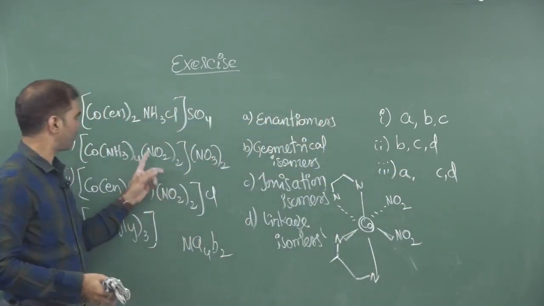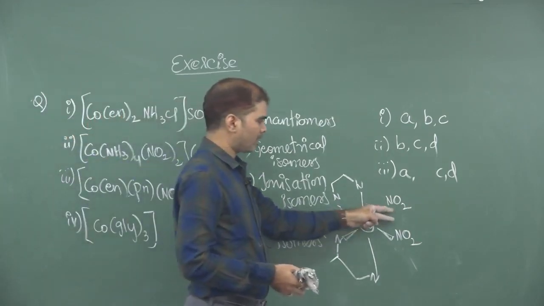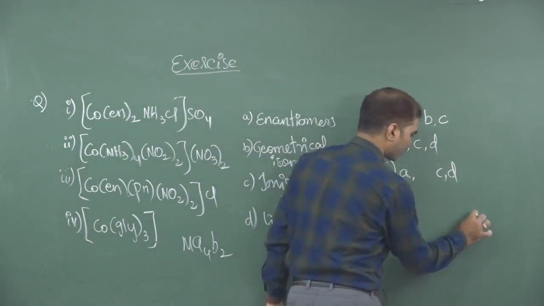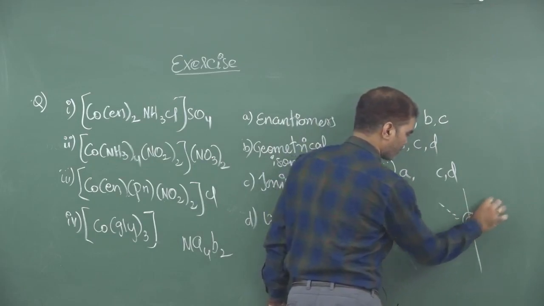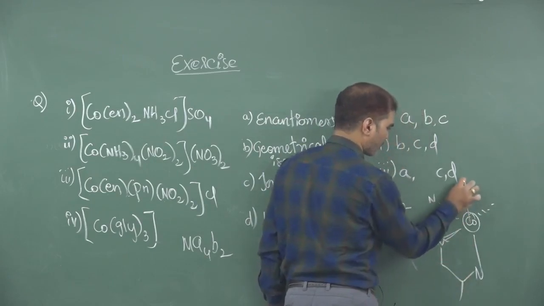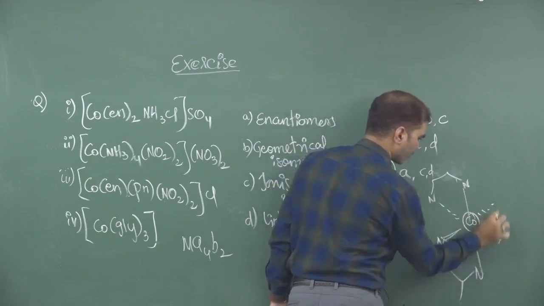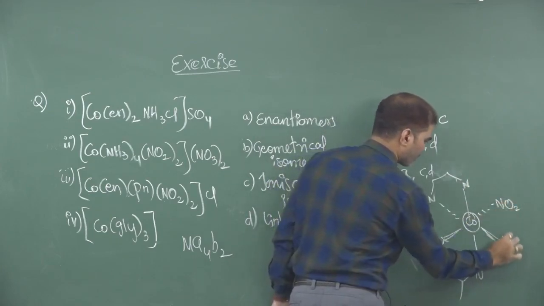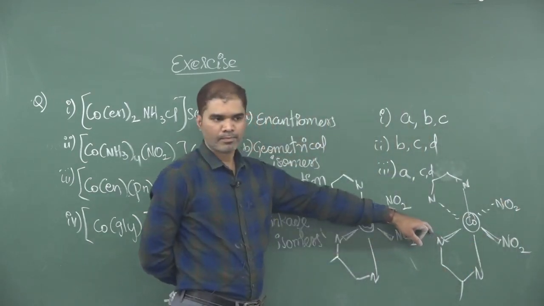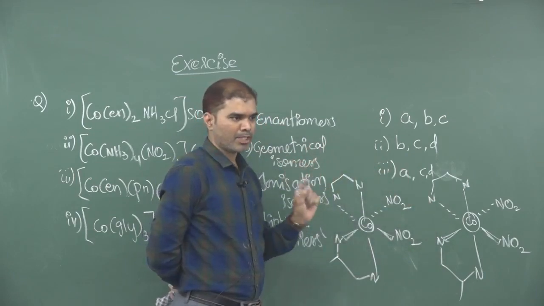And finally, geometrical isomers. Geometrical isomers you can very easily see. This is a cis, trans is also possible. But for the same, I am also drawing one more structure. These two are the same or different? They are different. Okay. So whenever pn is present, you have to be careful.